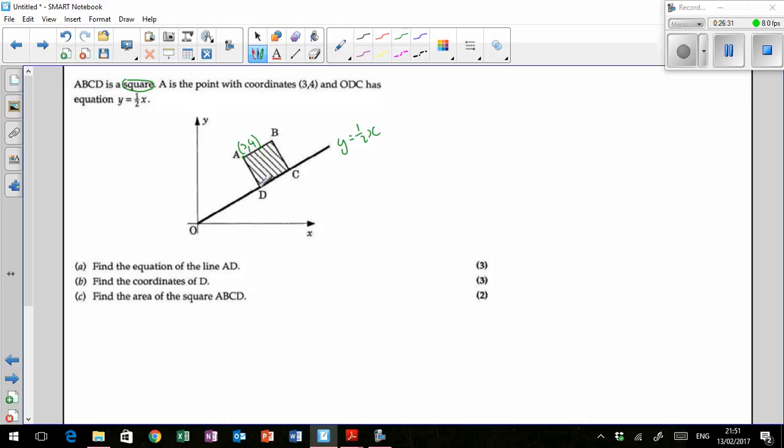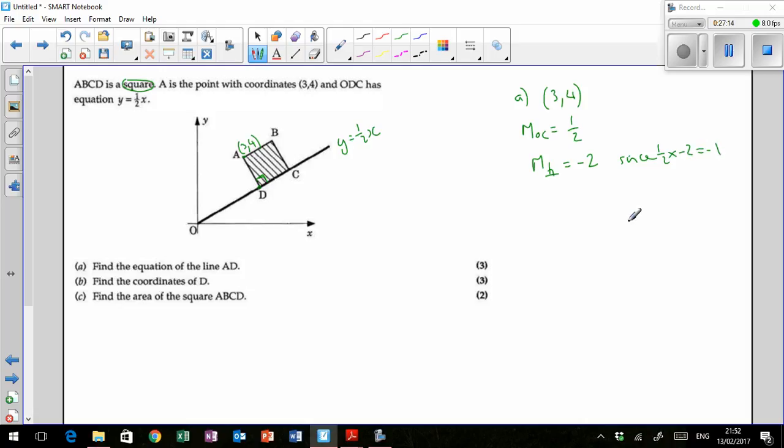Now, as always, the equation of the line is going to be y minus b is equal to m times x minus a. We have a point, we know the point A, which is 3, 4. We just need to know the gradient. The only information we have about the gradient here is that the line ODC has the equation y equals half x. So the gradient of OC has to be a half. And because it's a square, they have to be right angled. So the gradient of AD, which is the perpendicular, has to be -2, since half times -2 is equal to -1.